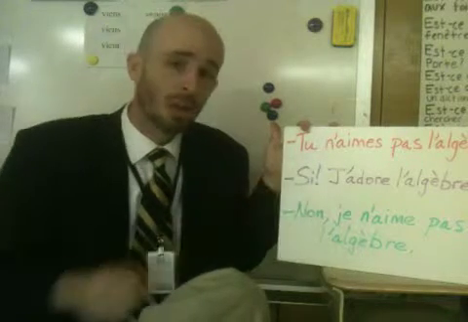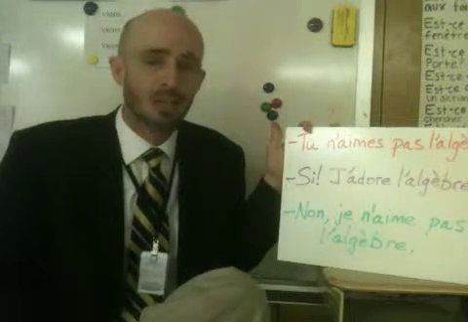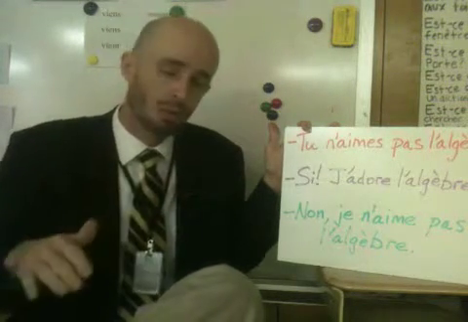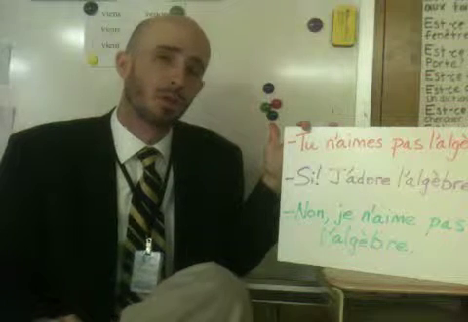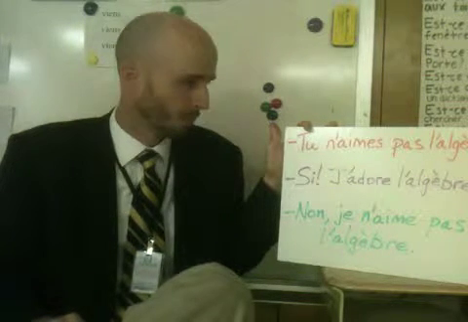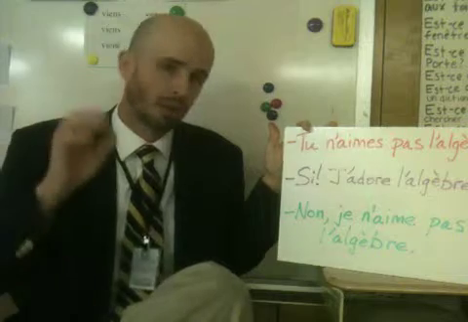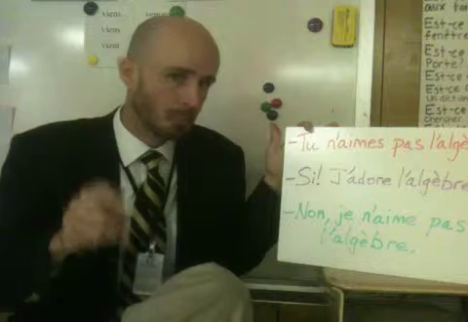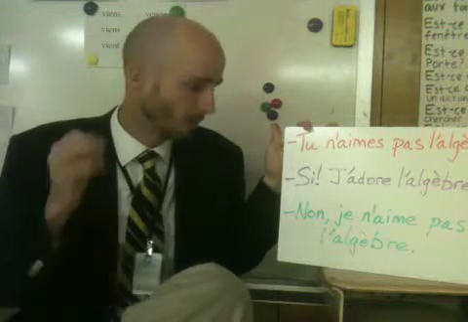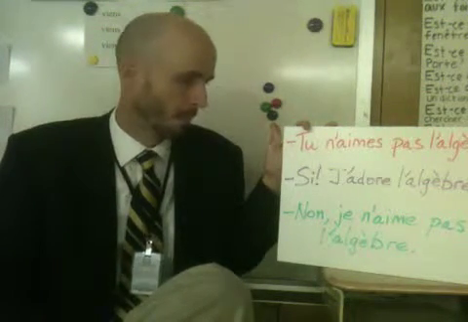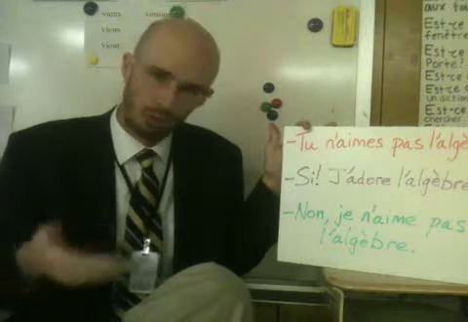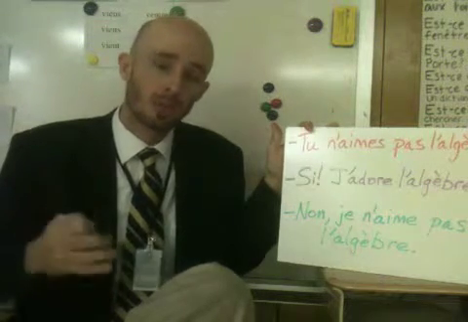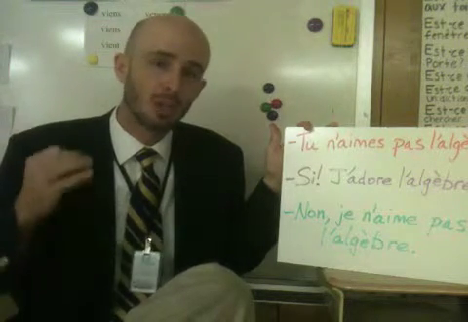Now, if you want to answer yes to this negative question, not oui, but si. Si. J'adore l'algèbre. Or, if in fact you don't, non, je n'aime pas l'algèbre. So again, to answer yes to a negative question, don't use oui, but instead si. If I suspect you don't like English, tu n'aimes pas l'anglais? If in fact you do, it's si. Si, j'aime l'anglais.